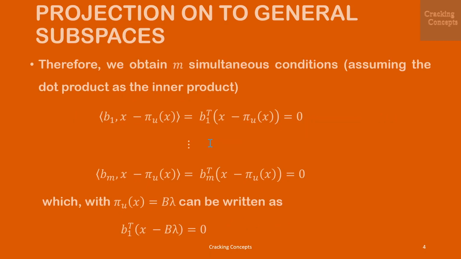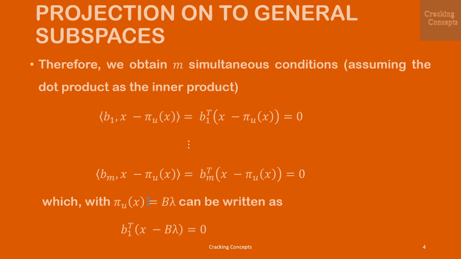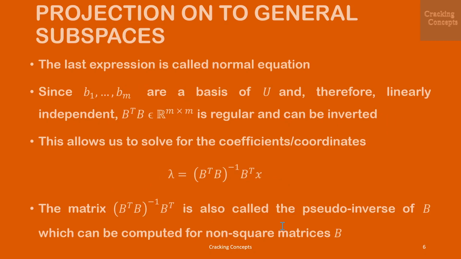Here we take all the basis vectors from the m simultaneous equations, b1 transpose etc. bm transpose, multiplied by the common element in all these equations, which is x minus B lambda, which is equal to 0. Now this stack of vectors can be replaced by B transpose. So we rewrite the equation as B transpose into x minus B lambda equal to 0. Opening the brackets, we get B transpose B into lambda is equal to B transpose x. The last expression is called the normal equation.